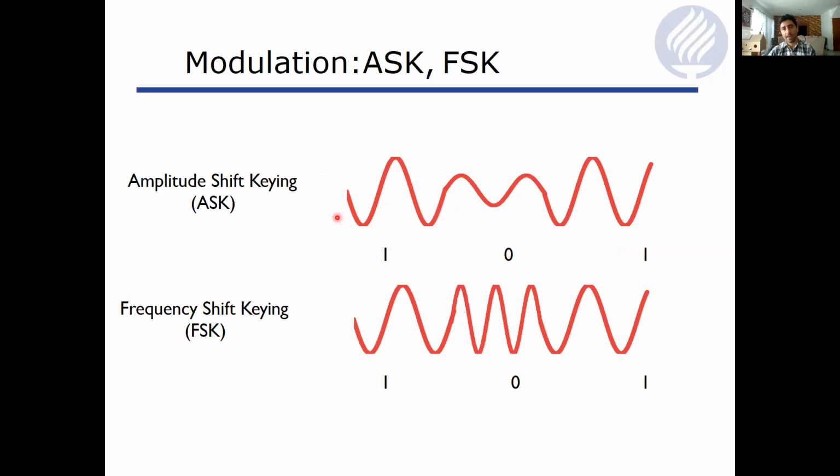So I go high amplitude, high. So it means 1, 1, 1, 1. Then I go low, low, low. It will be 0, 0, and so on and so forth.